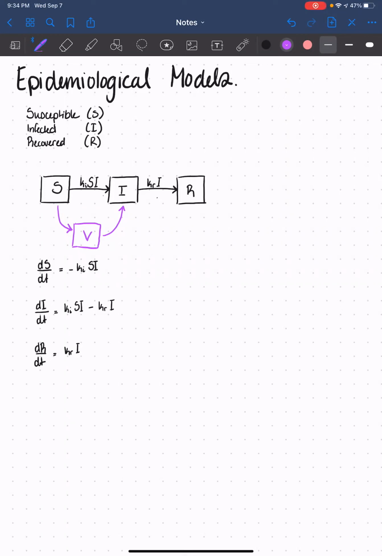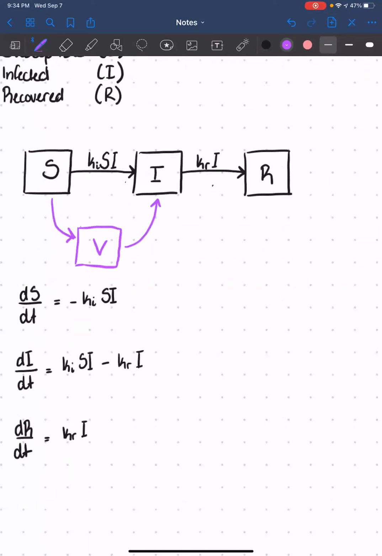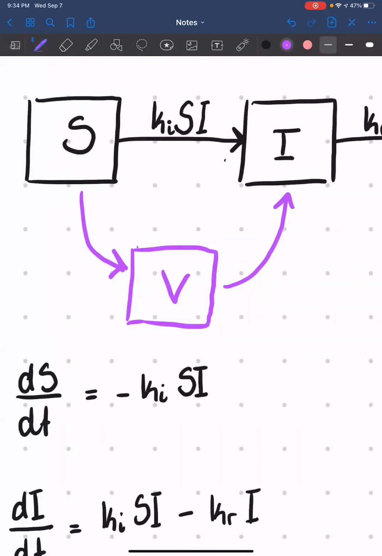So let's think about what the rates are going to be for these arrows here. So for this first arrow that's going from the susceptible to the vaccinated, we're going to have some rate kV, which is going to be the vaccination rate, and it will be proportional to the number of susceptible people. So the more susceptible people there are, the more people would be able to get vaccinated. If there's no one who's susceptible, then there's no one who's eligible for the vaccine.